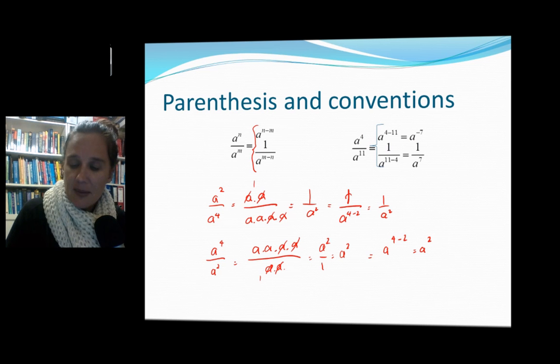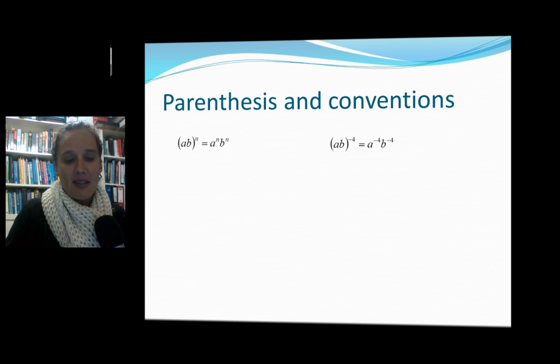If we look at our example here, a to the power of 4 over a to the power of 11, we can do 4 minus 11 is a to the power of -7. Or we can take this 4 down here, and it's a to the power of 11 minus 4, which is 1 on a to the power of 7, which we know is the same as a to the power of -7.